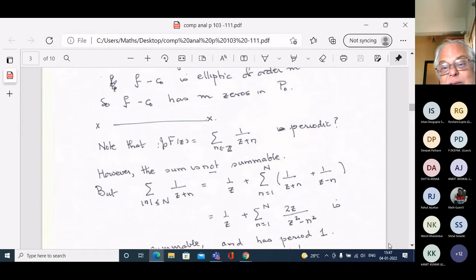You can say that you sum it up symmetrically. That means you're summing up in a special way. Namely, you're summing from minus capital N to plus capital N, and then letting capital N tend to infinity. This is called a symmetric sum. The sum is symmetric around the origin because you're summing from minus capital N to plus capital N.